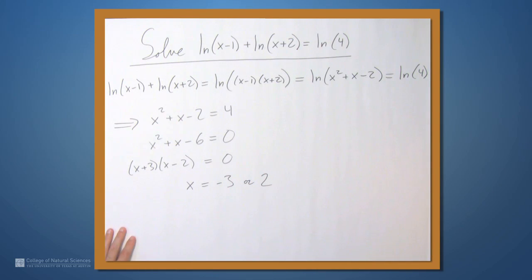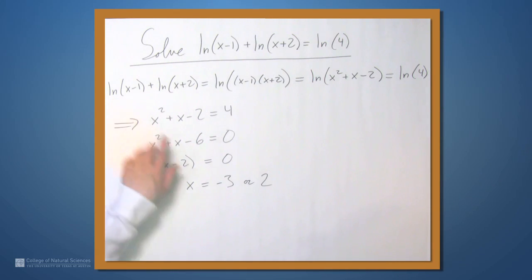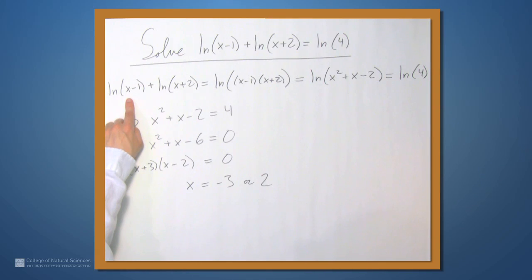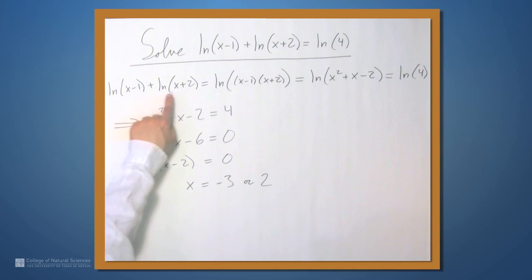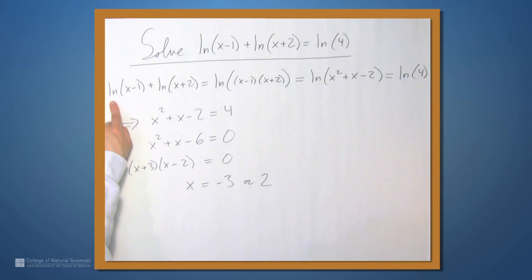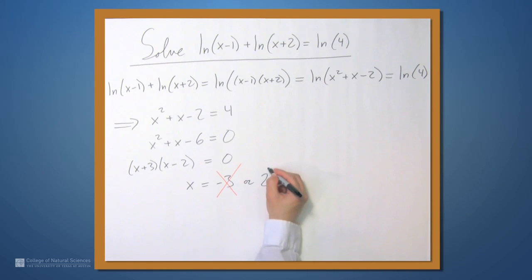Now you may think we're done, but we're not. One of these solutions actually isn't really a solution. And you can find out which one by looking back to the original expression. This part right here, the original left-hand side. Look at negative 3. If we try to plug negative 3 into this, we get natural log of negative 4. If we try to plug it in here, we get natural log of negative 1. Natural log is not defined for negative numbers. So this negative 3 is not a solution. It's just 2.